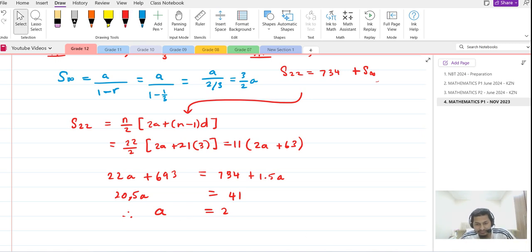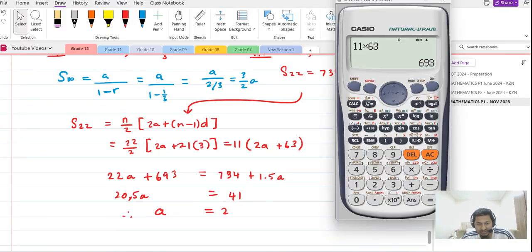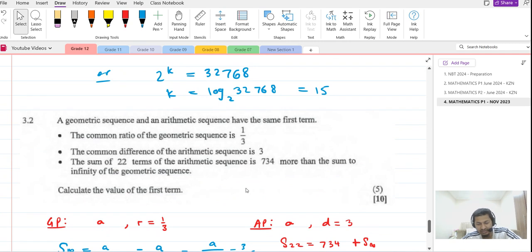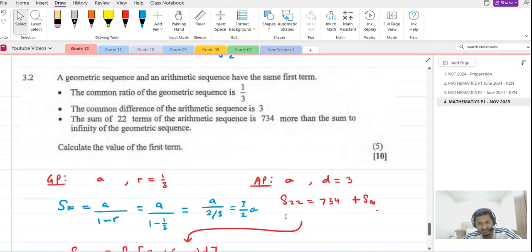Let's check using our calculator. 734 minus 693, all right, 41, and then divided by 20.5. Right, so we got the answer of value of a, which is 2. It was quite simple. It wasn't really that difficult. It's just more like solving this formula, which is critical in setting up. I'm moving on to the next question.